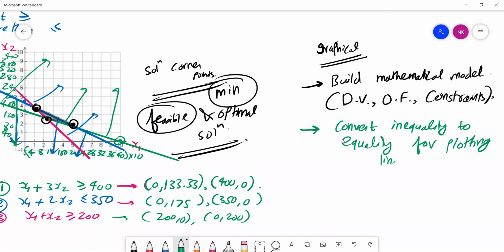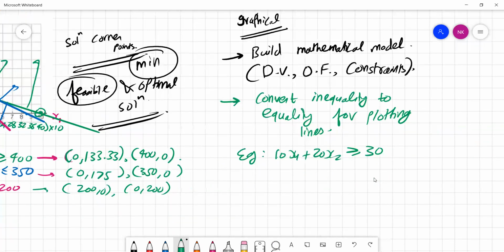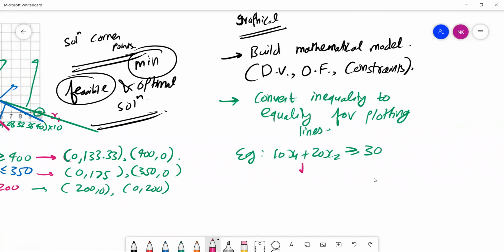So for example, if you are having 10x1 plus 20x2 is greater or equal to 30, let's say this is the example which we are considering. What you will be doing, you will be converting this inequality into equality. That is 10x1 plus 20x2 is equal to 30. So we have converted this inequality into equality.